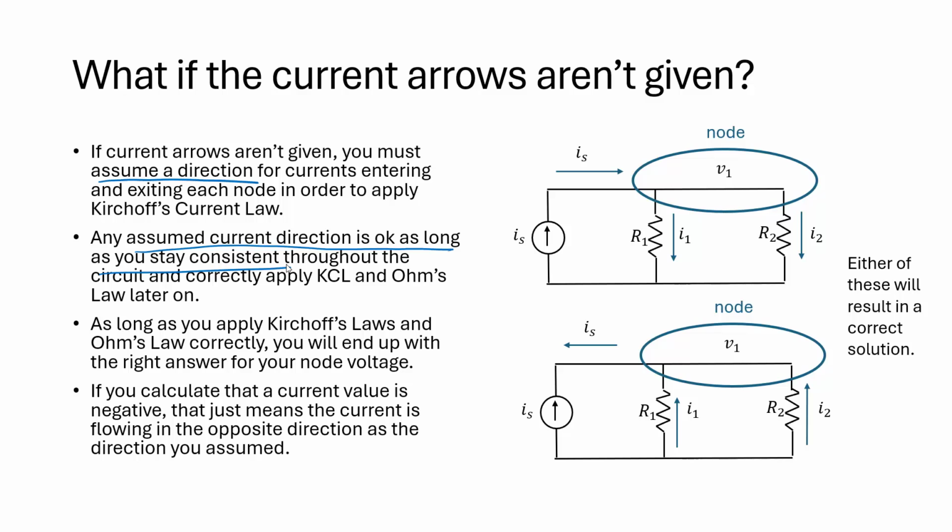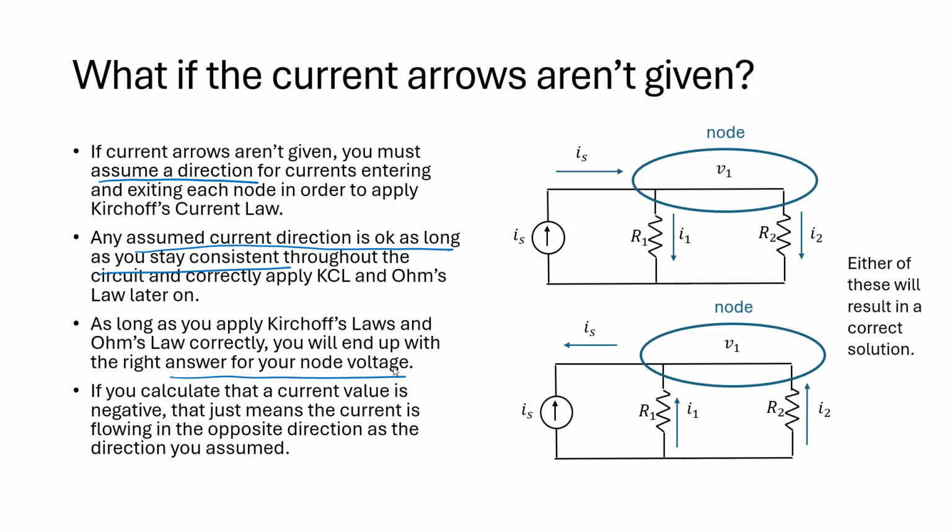As noted here, as long as you apply the laws correctly, you will end up with mathematically the correct answer for your node voltage. What will happen is if you happen to guess that one of your currents was flowing in the wrong way, you'll calculate a negative value for the current. So if you end up calculating that one of your assumed currents was negative, that just means that the actual current flow is in the opposite direction as the direction you assumed. However, the node voltage values are the things we're actually trying to solve for, and your voltages will be correct. So please keep that in mind.